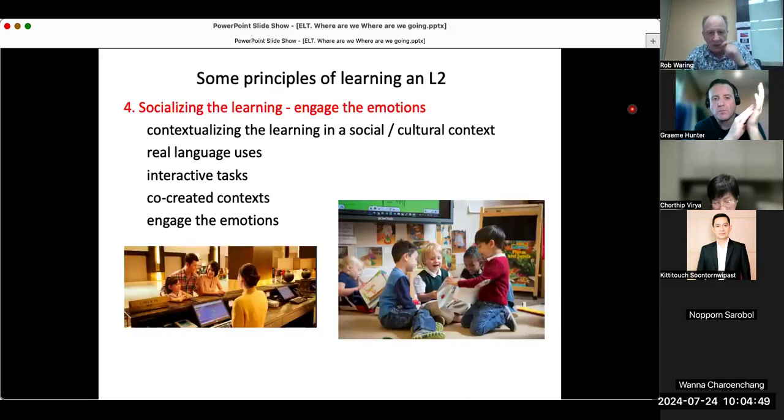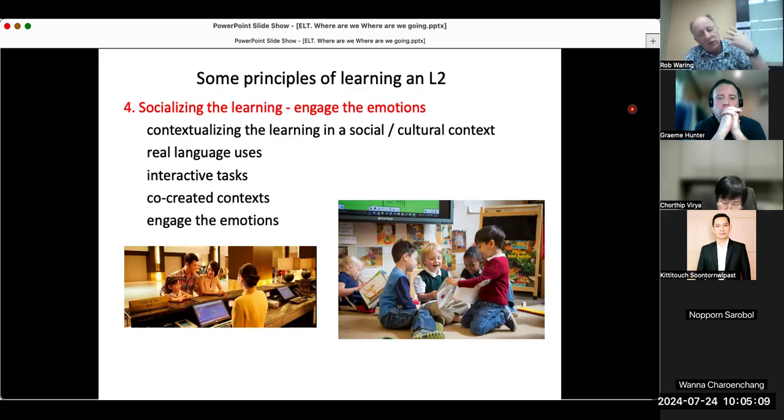The next one is to socialize the learning. We need to make sure that the context of the learning is in a social and cultural context, with as much as we can within the relatively false world of ELT. Reflect real-life language use as much as we can. Make sure the tasks are interactive, and that we develop co-created context.